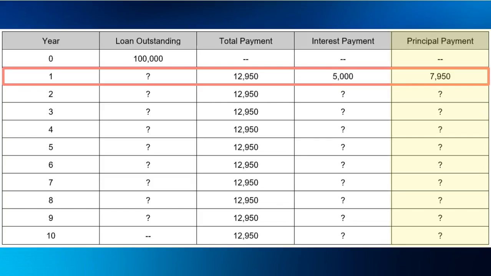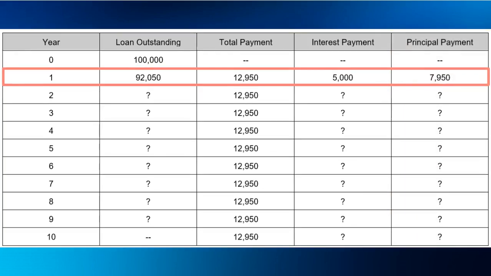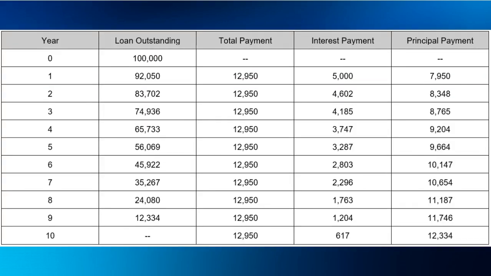$12,950, which leaves us with $7,950. This would be the principal payment for year one. Subtracting this amount from the original $100K would give us the first year's loan outstanding of $92,050. We would then use this amount to calculate year two's interest payment and so on. Using this method to calculate each year would give us a schedule like this.